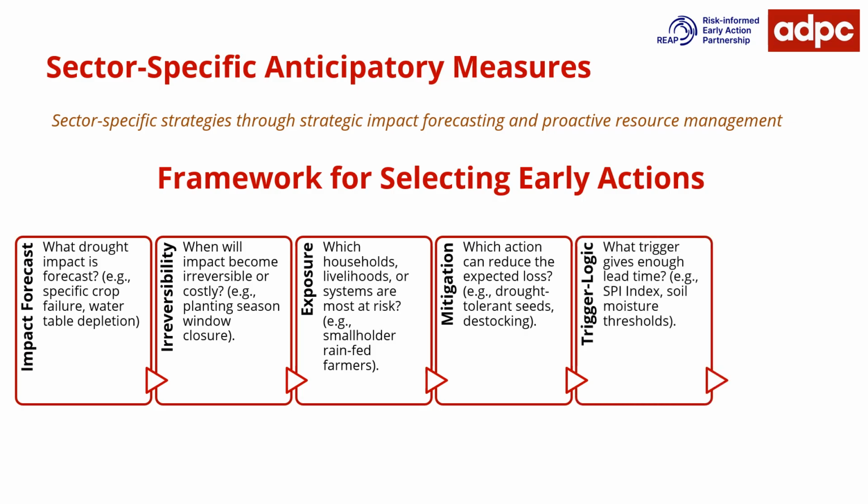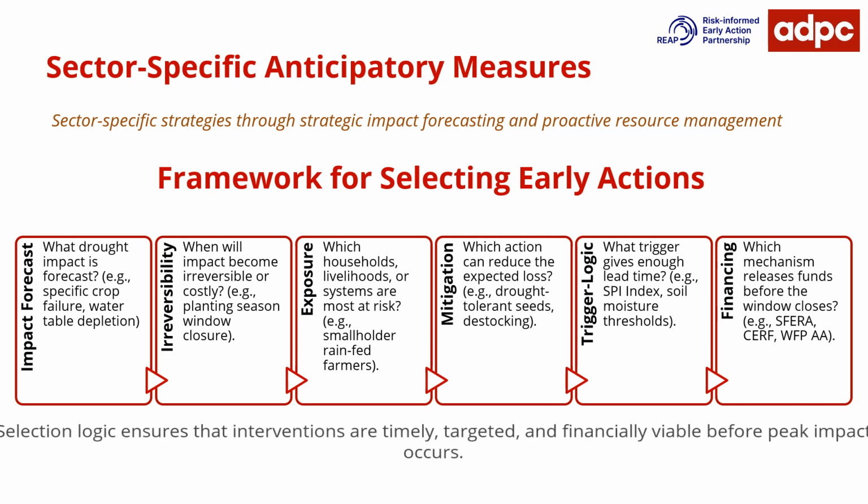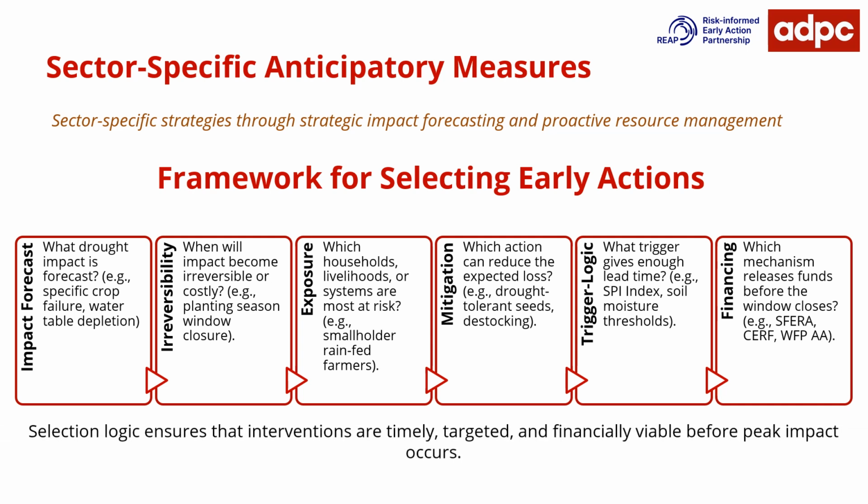Trigger logic. What trigger gives enough lead time? For example, the SPI index or soil moisture thresholds. And financing. Which mechanism releases funds before the window closes? For example, SFERA, SURF, or WFP anticipatory action. This selection logic ensures that interventions are timely, targeted, and financially viable before peak impact occurs.